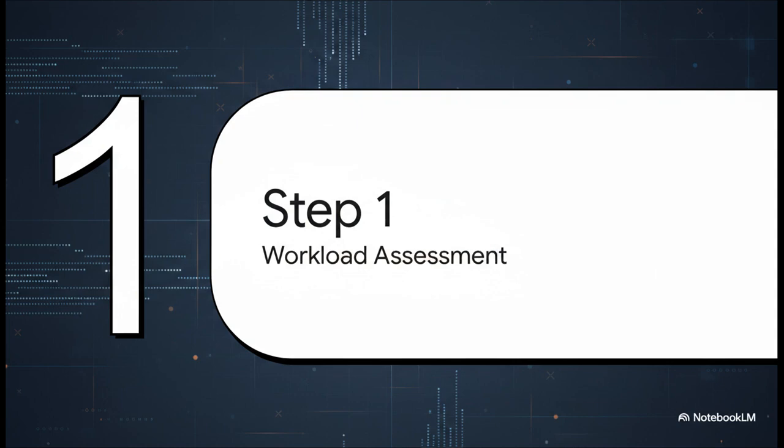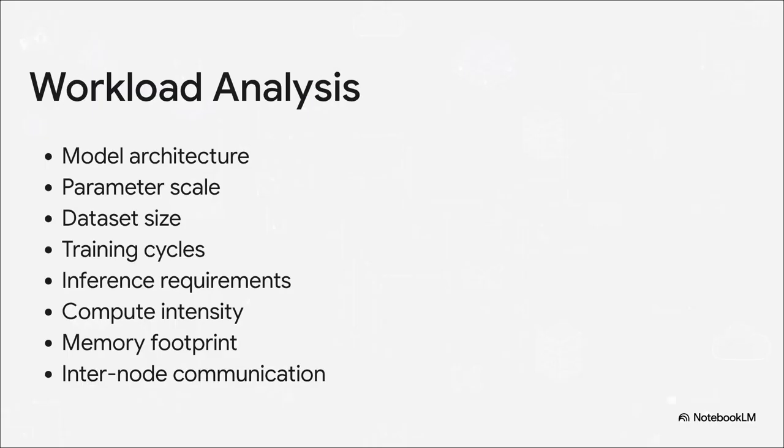Step 1, workload assessment. This first step is all about a deep, multifaceted analysis to really define the unique DNA of the AI workload. We're assessing the model's architecture, the parameter scale, the size of the dataset, all of which directly tells us about the compute and memory requirements. We also analyze the training cycles, inference demands, and, this is absolutely critical, the communication patterns between the nodes. That's what's going to dictate the entire network topology.